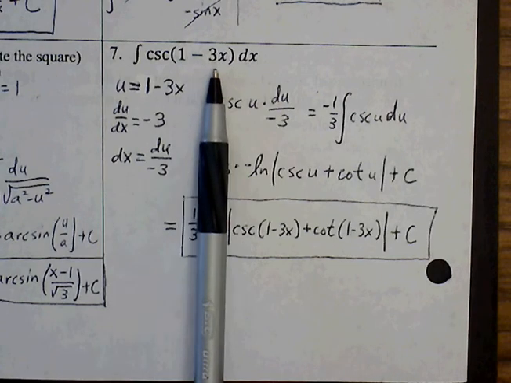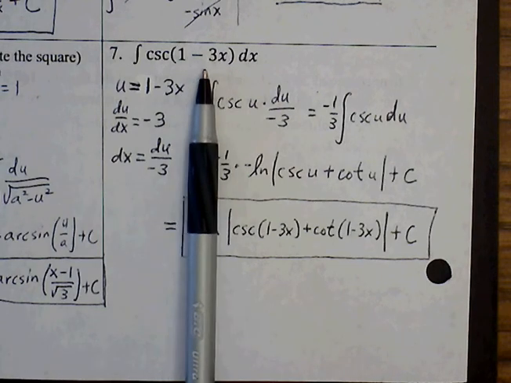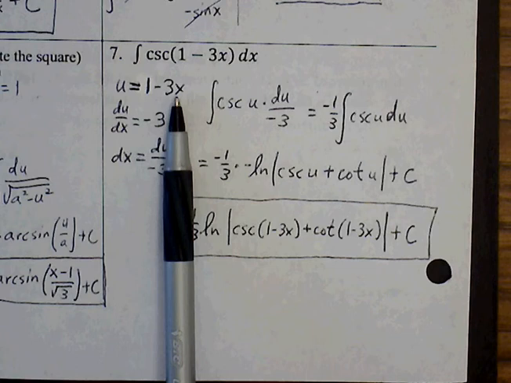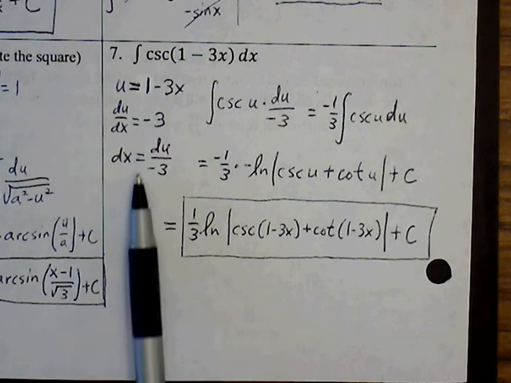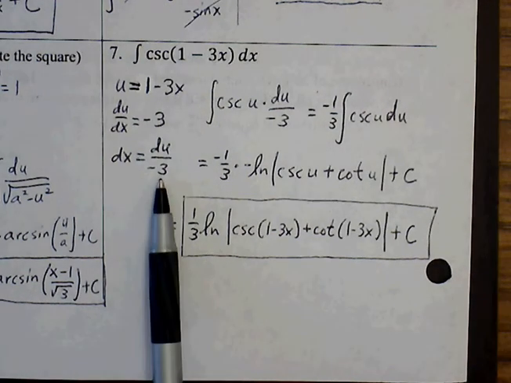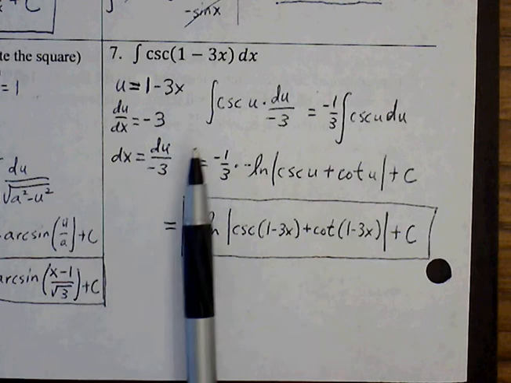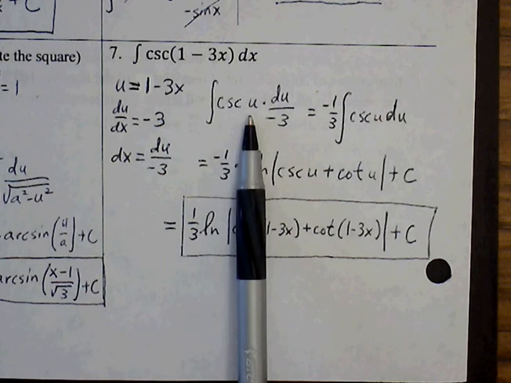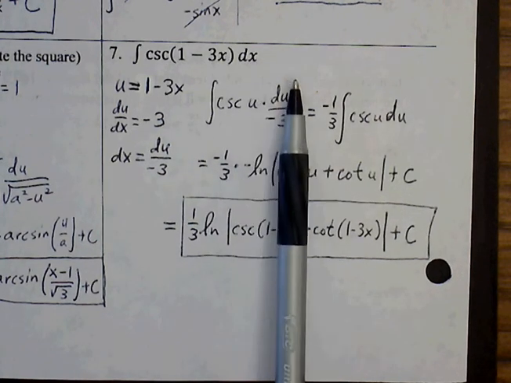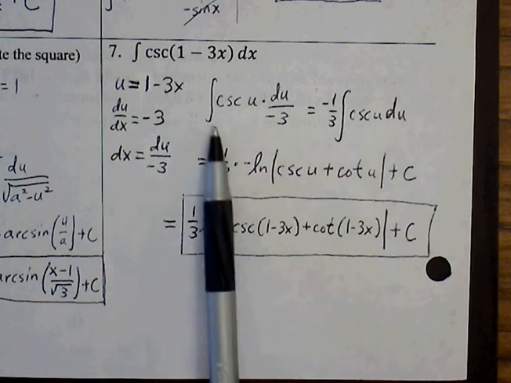If we're going to match it with that form, then we should be able to pick out the fact that the u value is 1 minus 3x. So u is 1 minus 3x. The derivative is negative 3, so dx is du over negative 3. We make our substitution: integral of cosecant of u, where dx gets replaced with du over negative 3. We pull the negative 3 in front as negative 1/3.